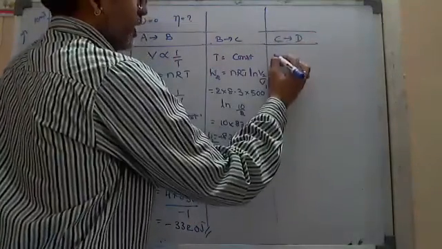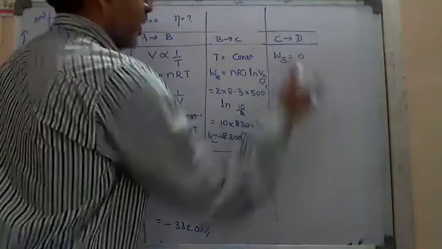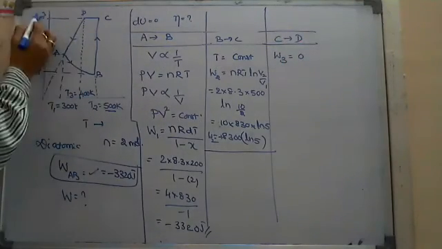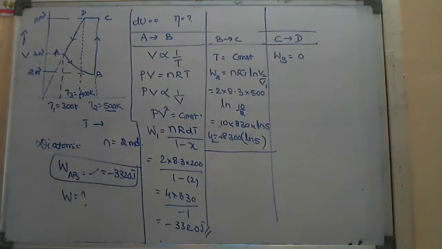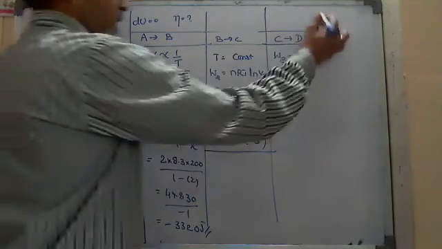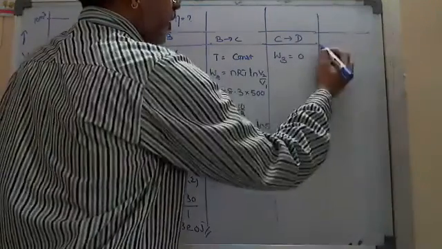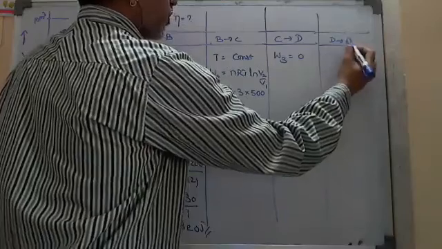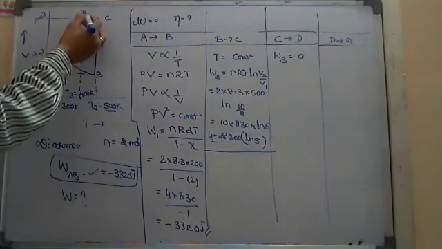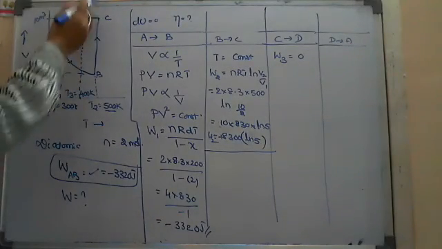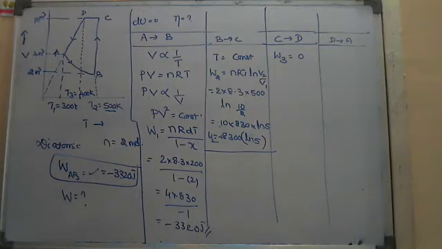C to D, you can say W3 is equal to, straight away, 0. Why? Because volume is constant there. Okay. And last here we have to calculate what, from D to A. D to A, if I see volume is decreasing, so definitely it is negative.